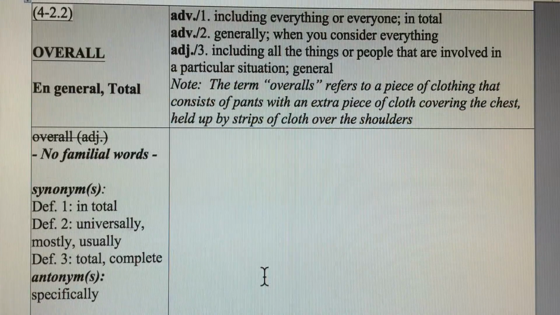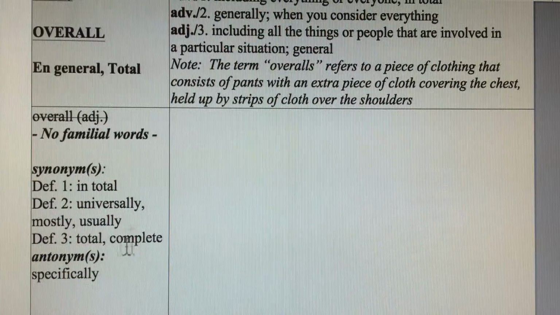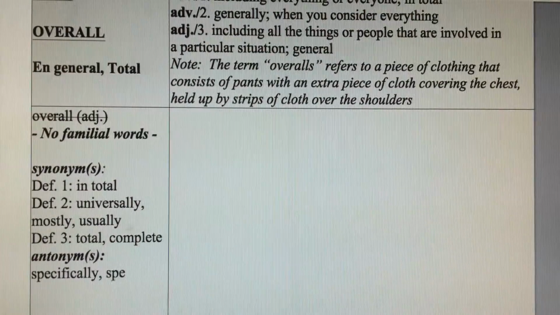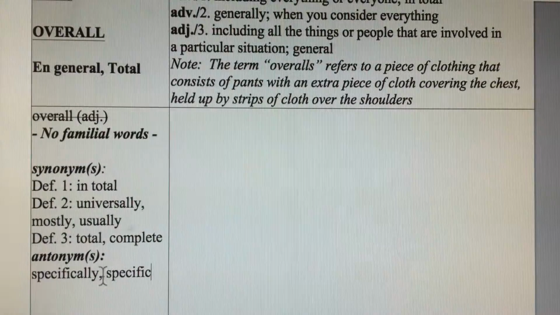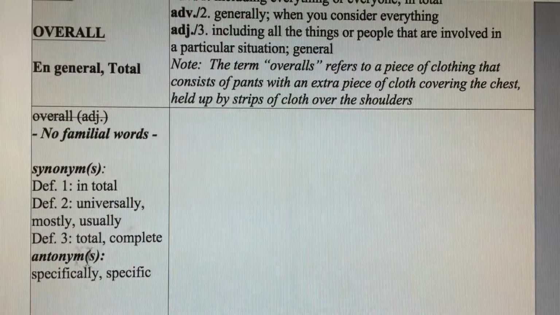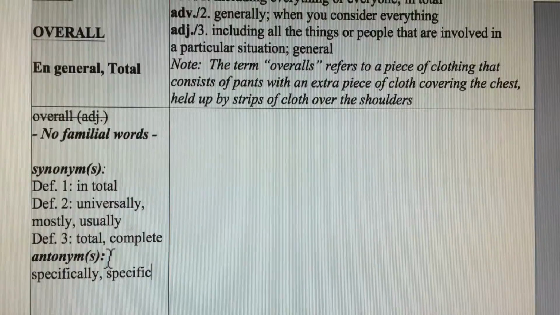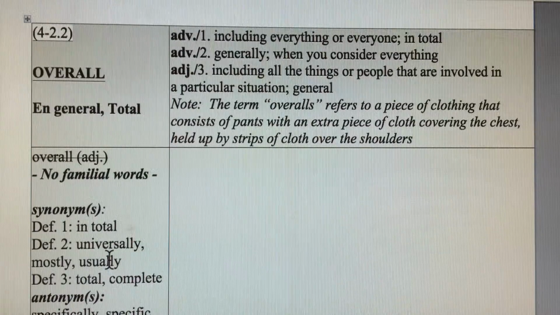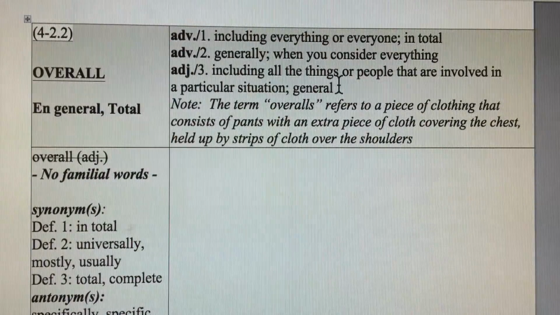Okay? So you have your synonyms in total, universally, mostly, usually. That's your adverb. Total or complete for your adjective. And your antonym, specific or specifically. I should probably add specific as well, because now we're having your adjective definition. So that is your academic word of the day.